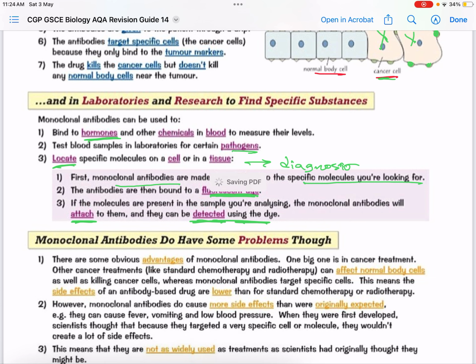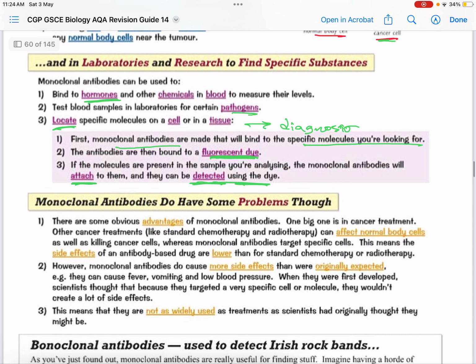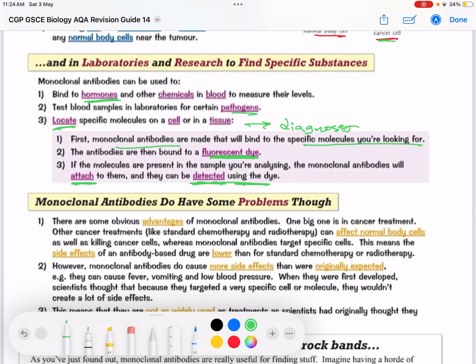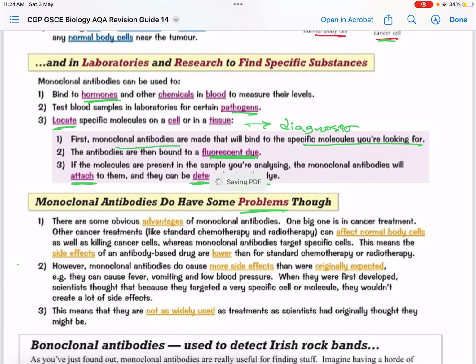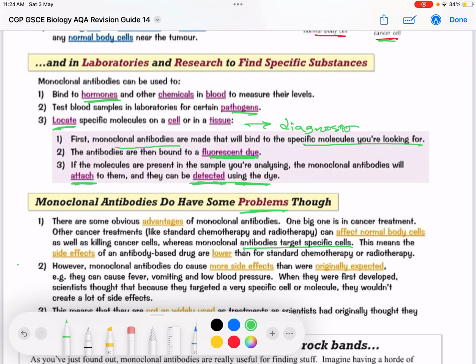Now, monoclonal antibodies, although they have a lot of positive applications, also come with problems or some cons, right? So there are some obvious problems from using monoclonal antibodies. One big one is the cancer treatment. Other cancer treatments like standard chemotherapy or radiotherapy can affect the normal body cells as well as killing the cancer cells. But monoclonal antibodies only target specific cells, right? So that's a big pro.